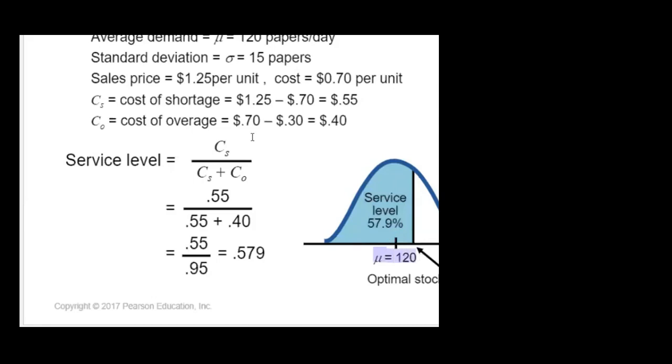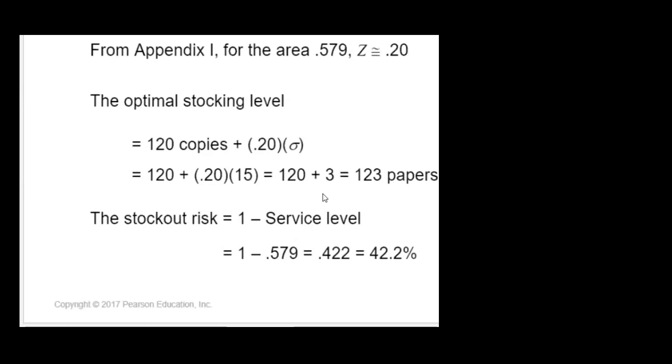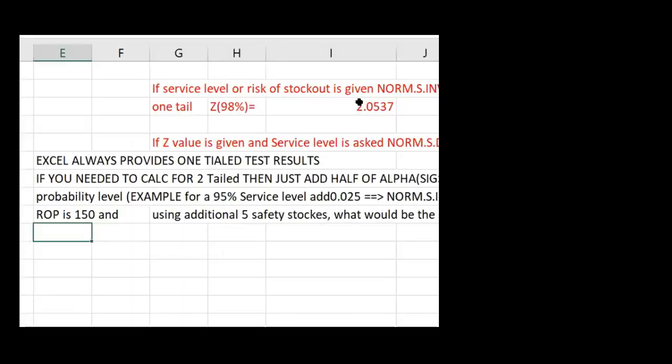The question says average demand is 120. The ROP is supposed to be 120, right? So how many more? What is, in fact, our optimal starting level? More than the average demand. So that's the inverse process, right? The area is given, 0.579, and you want to find the z value. So all you have to do is type in 0.579.